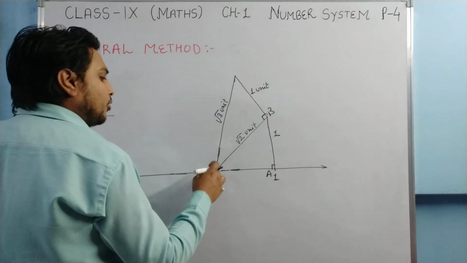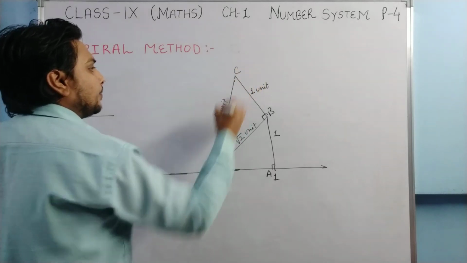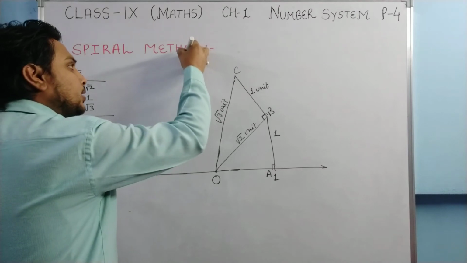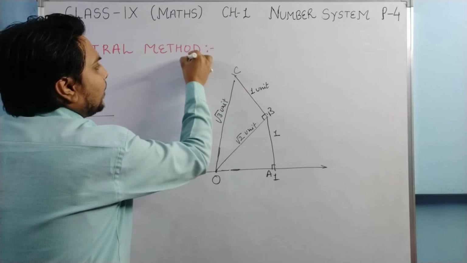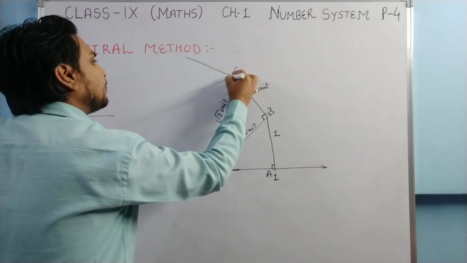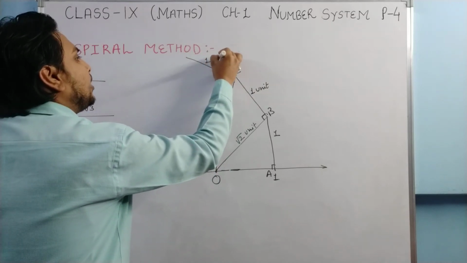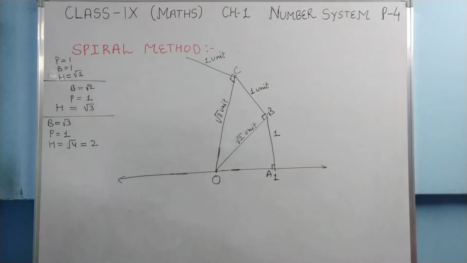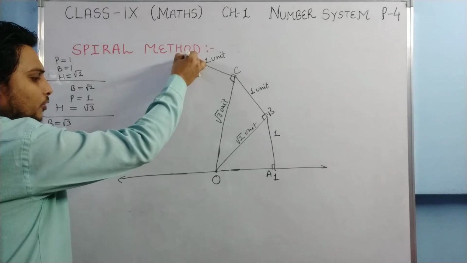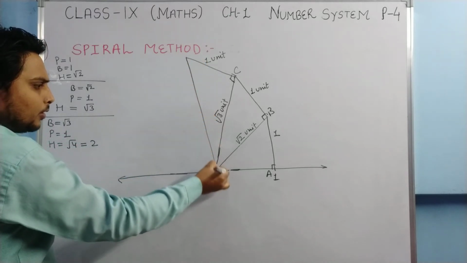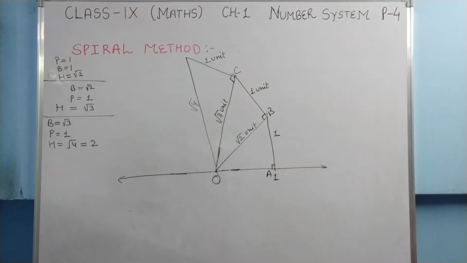So here we have to take base as under root 3. Suppose it is point C. At this base we draw a perpendicular at a 90-degree angle, and the perpendicular should be of 1 unit. So with base under root 3 and perpendicular 1, we get the hypotenuse under root 4. Under root 4 means it will be equal to 2 unit.